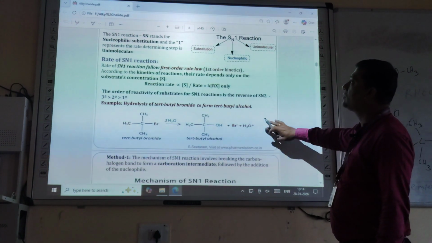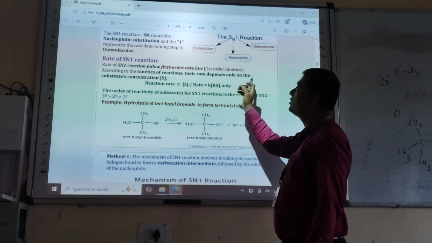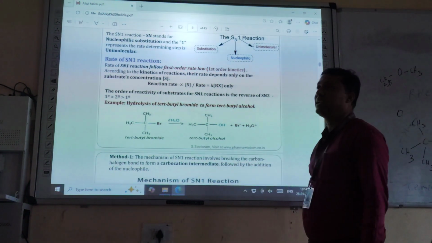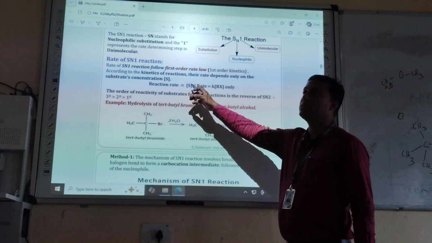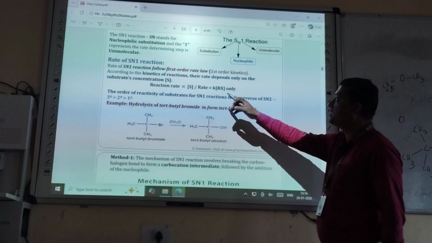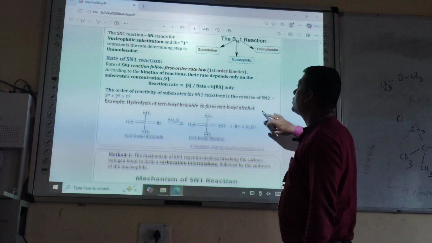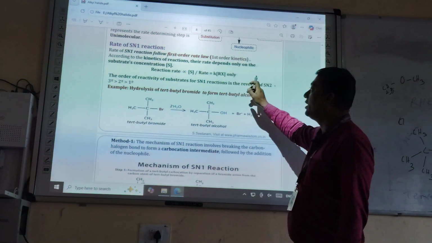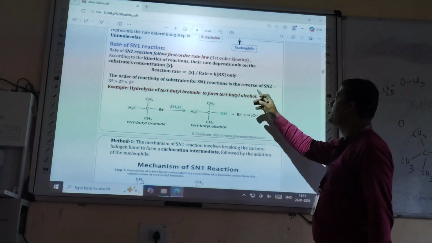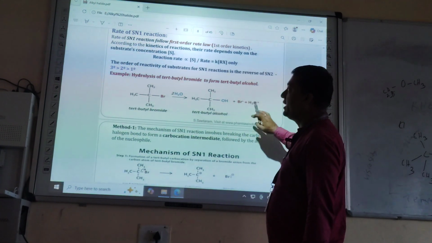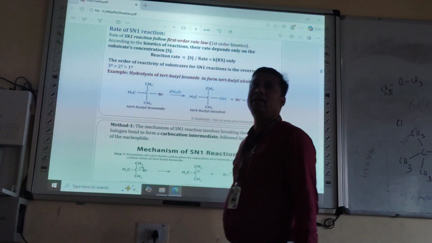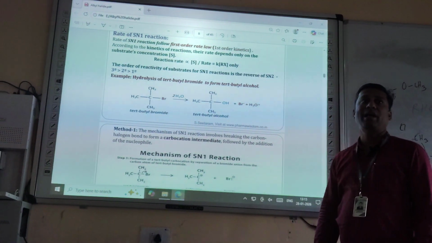According to the kinetics of the reaction, the rate depends only on the substrate concentration, that is S. The rate of reaction is directly proportional to the concentration of substrate, or the rate is equal to small k, the rate constant, times the concentration of alkyl halide only. The order of reactivity of the substrate for SN1 reaction is the reverse of SN2 reaction, that is tertiary is greater than secondary, then it is greater than primary.